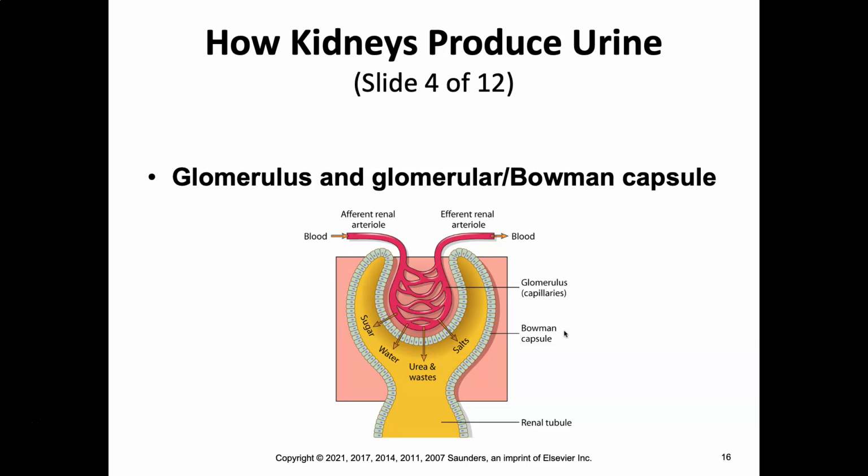So this shows you, okay, you have your blood, you have the exchange, and it pulls out sugar, water, urea and waste, salts, those hormones that are no longer needed, all those types of things. Those are pulled out, cleaning the blood and leaving it to head off to the next place.